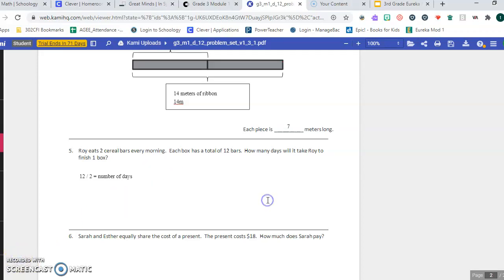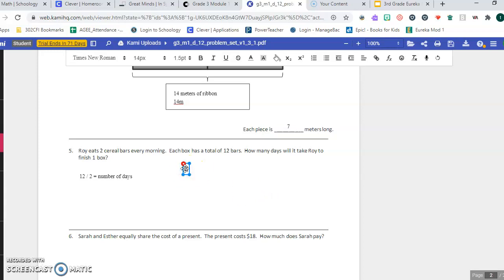I'll think about it the other way here and use multiplication. I know that he eats 2 each morning times some number of mornings gives me 12 total bars. Okay, so I'm thinking, if I count by 2s, how many fingers am I going to hold up to get to 12? 2, 4, 6, 8, 10, 12. That's 6 fingers. Takes 6 days.